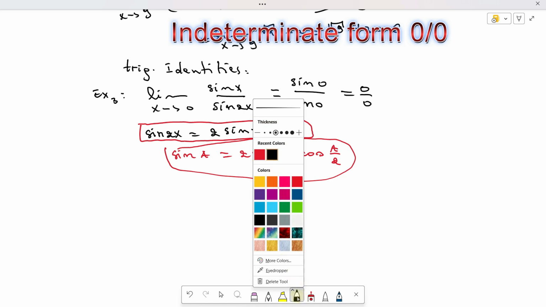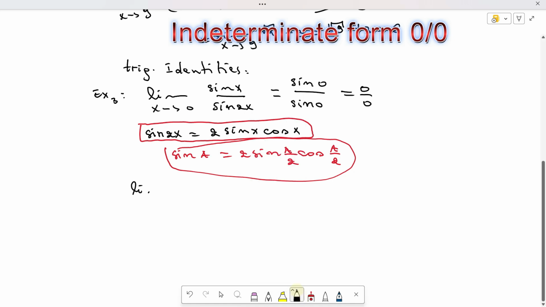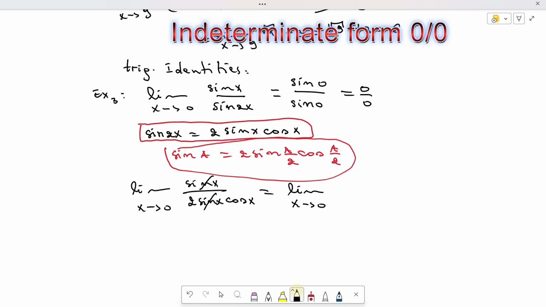And then our limit will become, what? We will have the limit when x approaches 0 of sine x, and then we replace sine of 2x by 2 times the sine of x times cosine of x. So this will be equal to, I simplify sine x and sine x, then I remain with the limit when x approaches 0 of 1 over 2 times cosine of x. And the direct substitution then will give us 1 over 2 times cosine of 0.